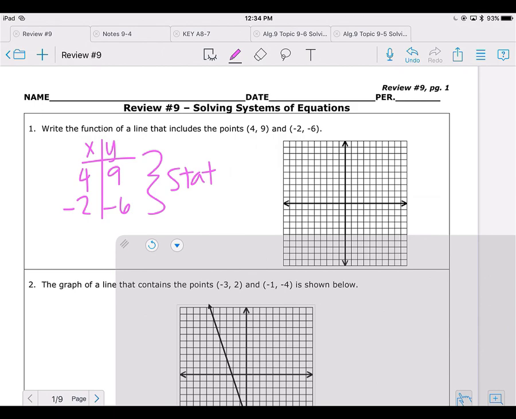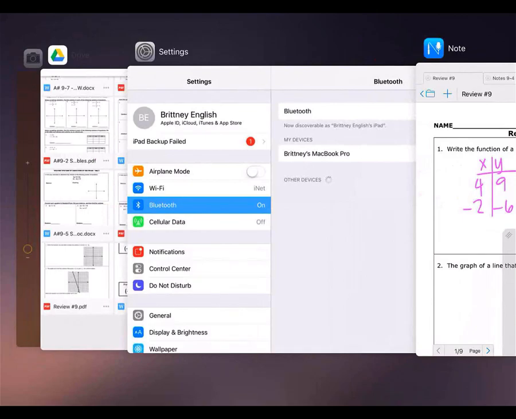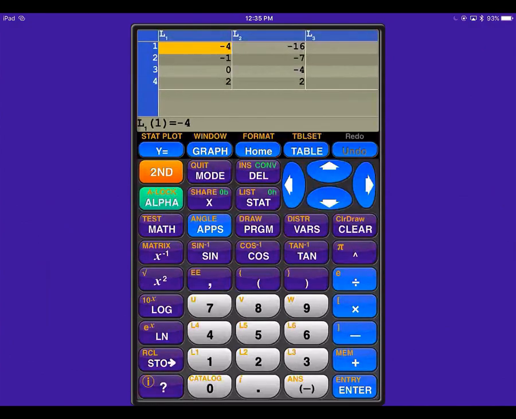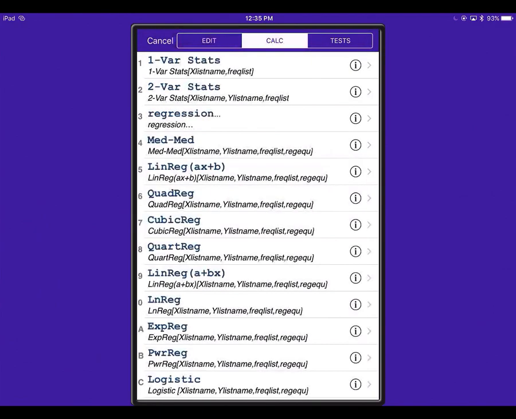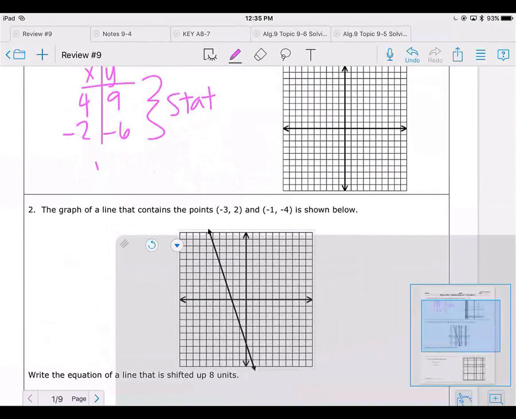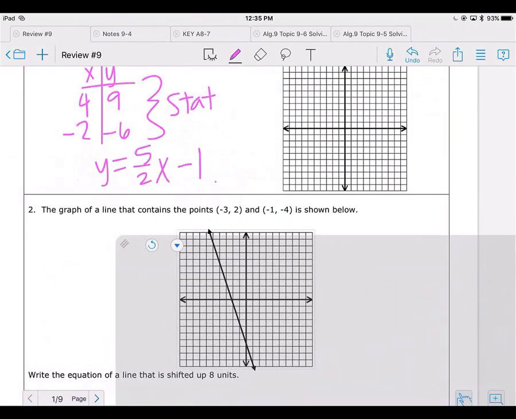For this problem, if I go to my calculator, for stat edit, I need to click stat, enter. I'm going to clear out everything that's in there and plug in 4, -2 in L1, 9, -6 in L2, stat, calc, 4, enter, and I get 2.5, which is a fraction 5 halves, minus 1. So my equation, y equals 5 halves x minus 1.